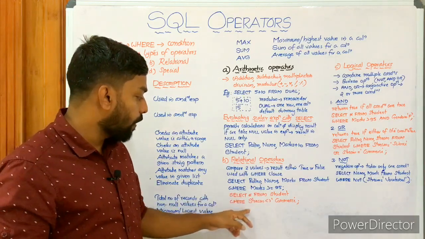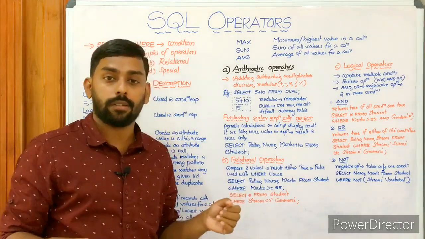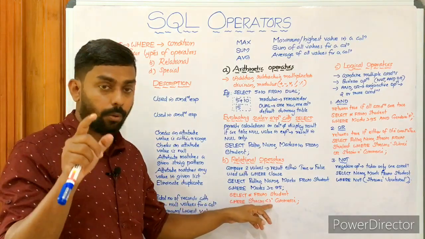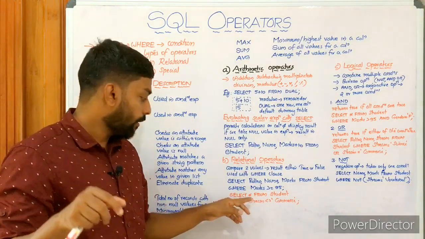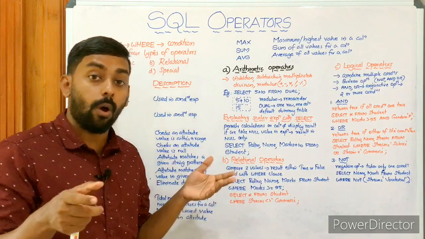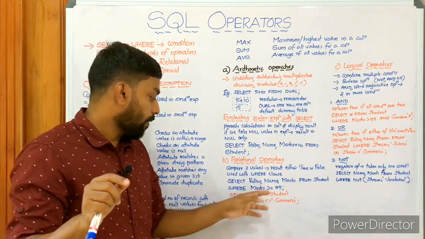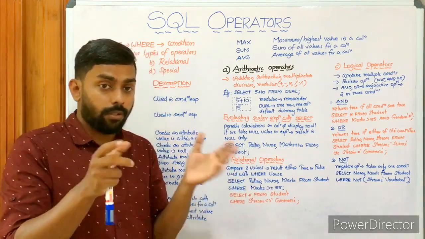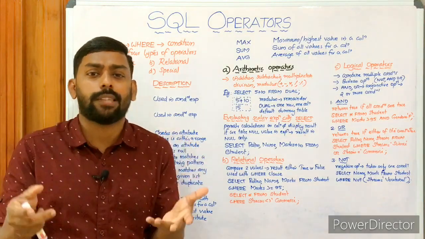And we have another example. Select star from student where stream not equal to commerce. You know this is the symbol for not equal to: less than, greater than. Select star from student. Star means all columns, you know that. All columns from student where stream is not equal to commerce. What will be the result?